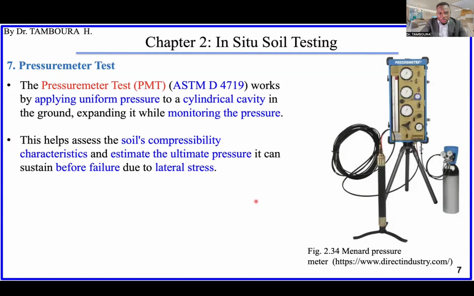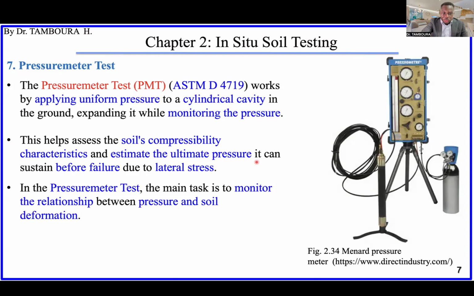So this test helps to assess the soil compressibility. You know if the soil is too much compressible or not compressible. And it will help to estimate the ultimate pressure the soil can support before failure, due to lateral pressure. Because if you make the hole in the ground and you apply lateral pressure, what is the maximum lateral pressure the soil can support?